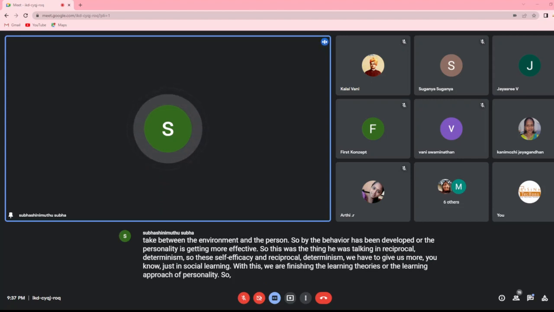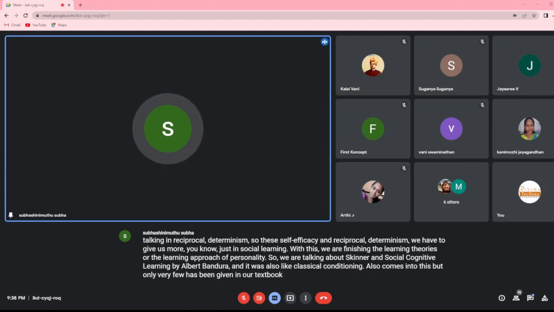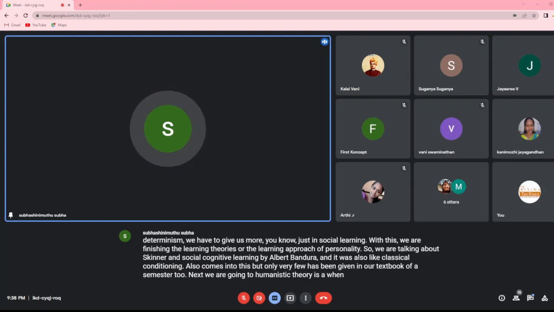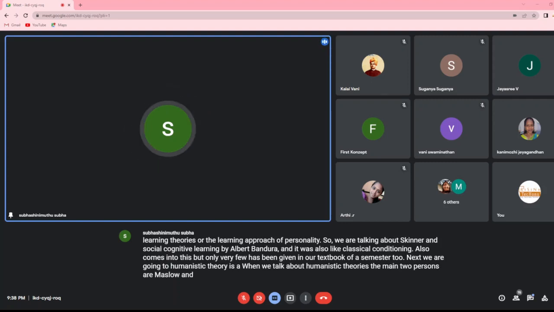So we talked about Skinner and social cognitive learning by Albert Bandura. Classical conditioning also comes under this, but only very little has been given in our semester 2 textbook. Next, we are going to humanistic theories. When we talk about humanistic theories, the main two persons are Maslow and Carl Rogers. So they come into the picture.